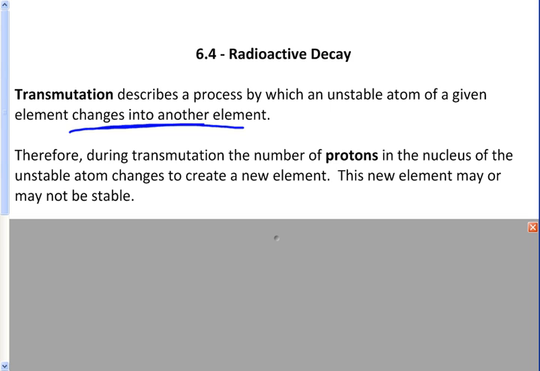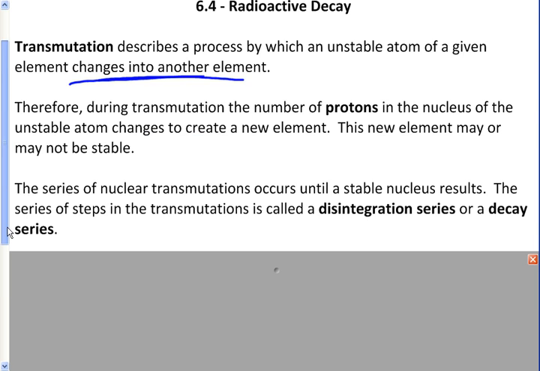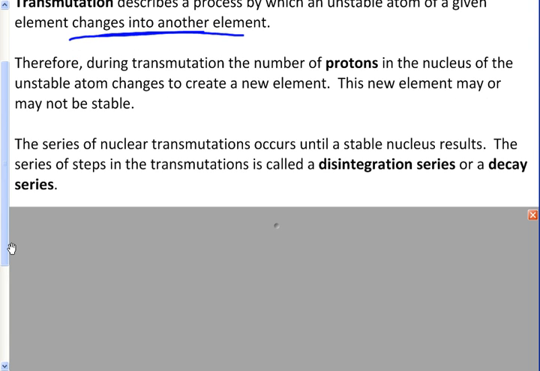Now this new element may or may not be stable. Sometimes an unstable element will transmutate into a stable element and then it's done. Sometimes it will transmutate into another unstable element, which will transmutate and transmutate until it gets to a stable form. The series of nuclear transmutations occurs until that stability is reached, and the series of steps in the transmutation is called a disintegration series or a decay series. Radioactive decay is what happens here, so that's what the topic of today will be.